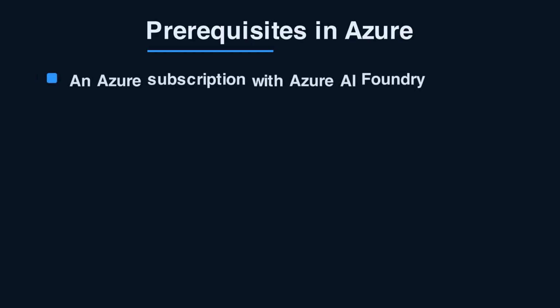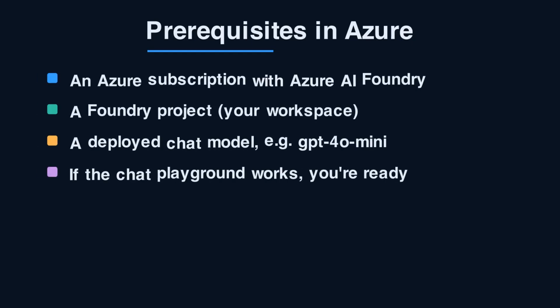Before any code, you need 3 things in Azure. First, a subscription with access to Azure AI Foundry, formerly Azure AI Studio. Second, a Foundry project, the workspace that holds your models, connections, and agents, which you create in the Foundry portal in a couple of clicks. Third, a model deployment. You deploy a chat model like GPT-4o Mini into that project and give it a deployment name. The code interpreter works with standard chat models.